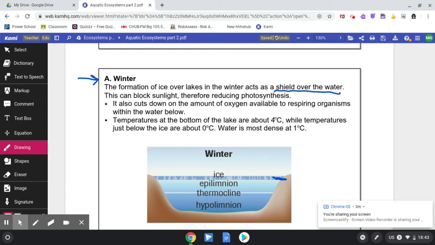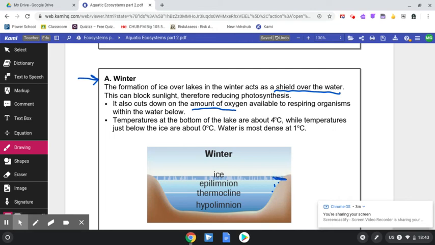This blocks the sun, reduces the photosynthesis of any living plants, the photosynthesizers within the water. This cuts down on the oxygen, lowers the amount of oxygen available to organisms living in the water that need it. And this is what our layer of ice does to living things inside it.